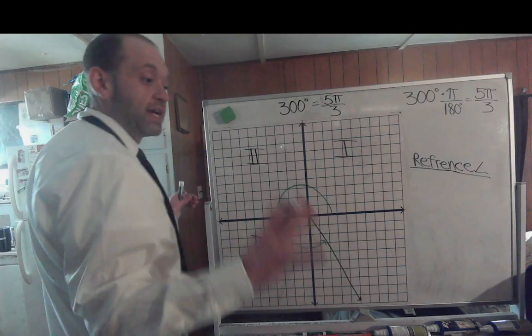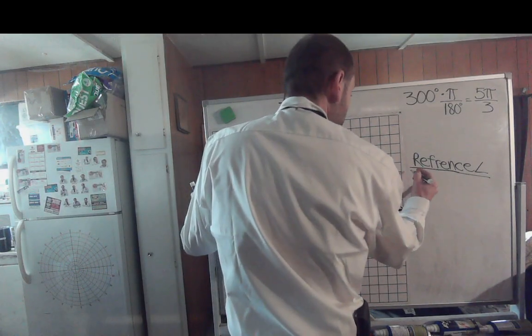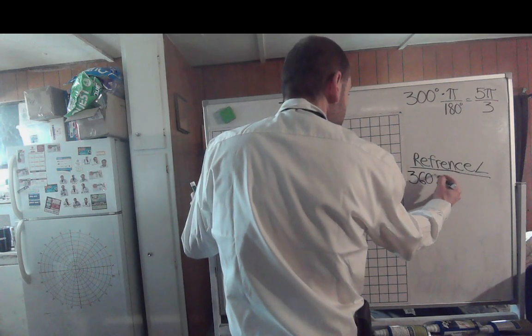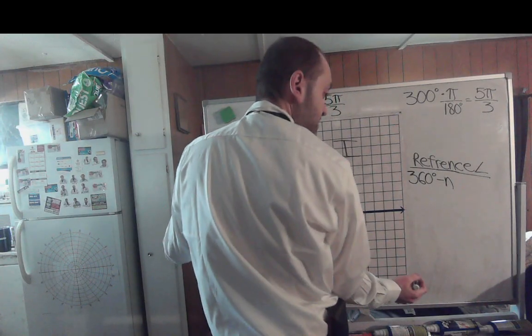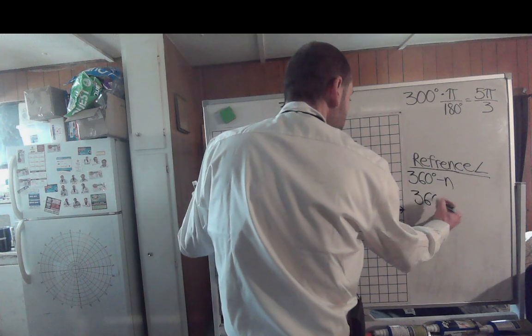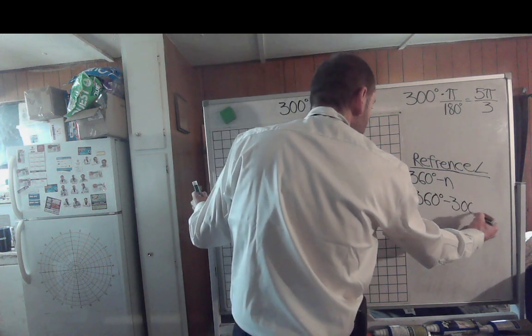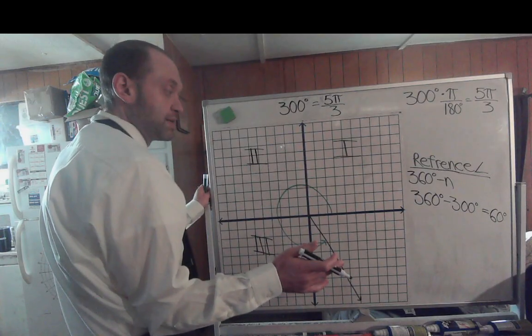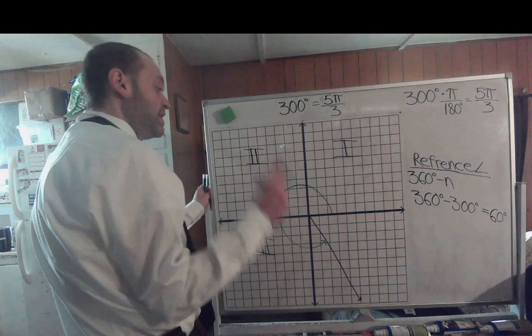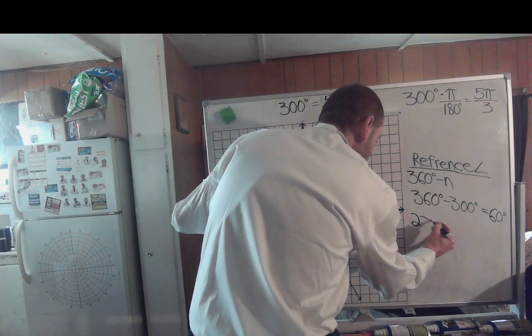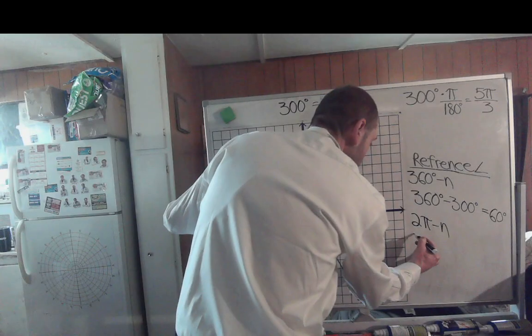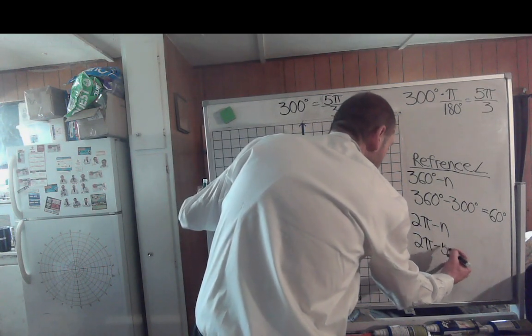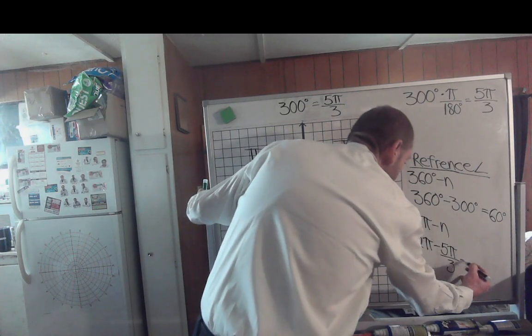Now, what is a reference angle in the fourth quadrant? In degrees, you would take 360 degrees minus your degrees, and you get your reference angle. So in this case, it would be 360 degrees minus 300 degrees, which means your reference angle is a 60 degree angle in the fourth quadrant. And then, if you want to do this in radians, 360 degrees is 2 pi, so 2 pi minus your radians. In this case, 2 pi minus 5 pi over 3 would give you a pi over 3 reference angle.